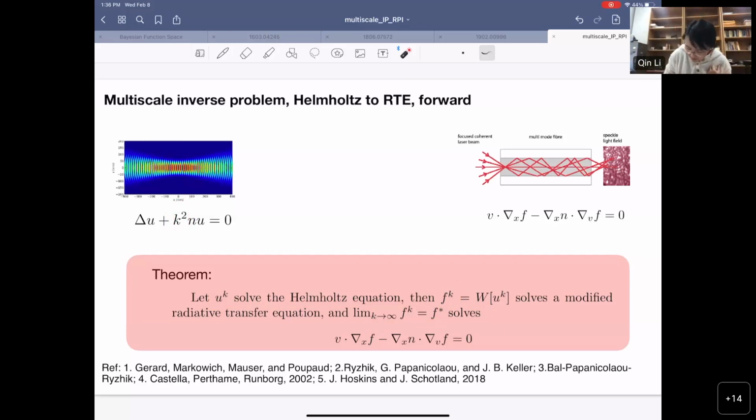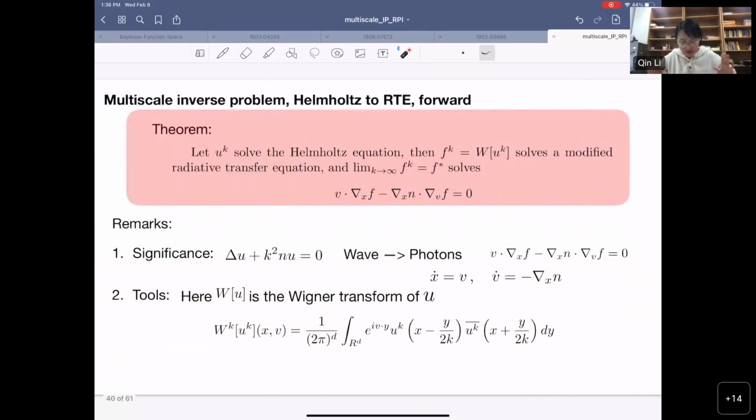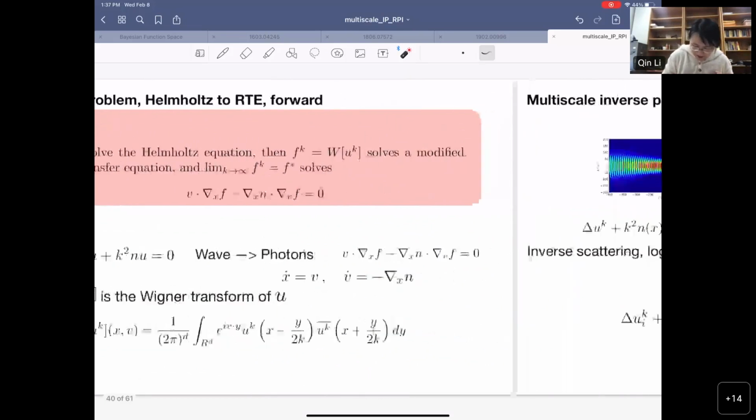So this is a beautiful theorem from the early 2000s, and we wanted to see if the theorem can be carried to the inverse setting as well. So this slide is, I just want to emphasize how beautiful this theorem is. It really explains this wave-particle duality. If Einstein knew this result, I think he would be happy too.